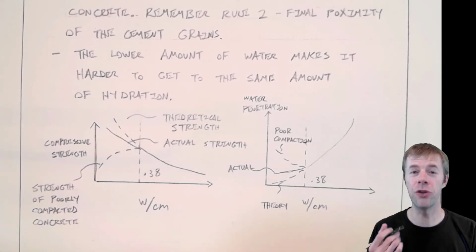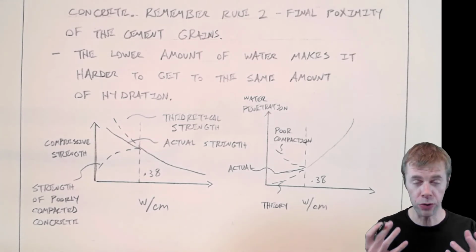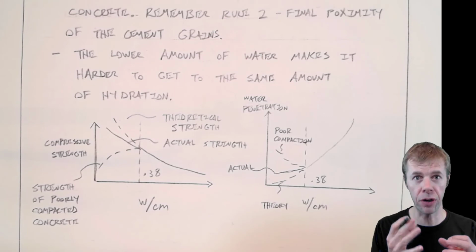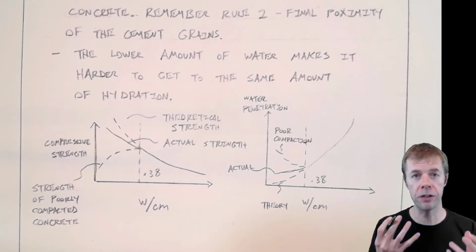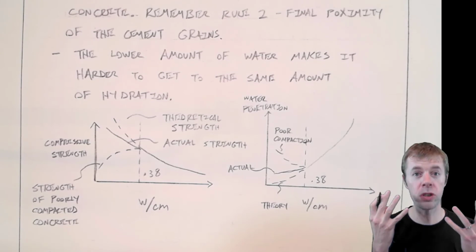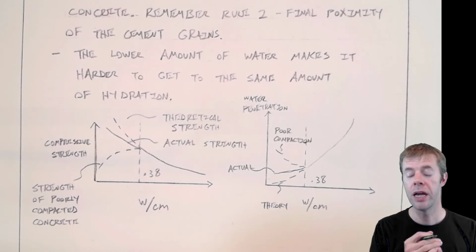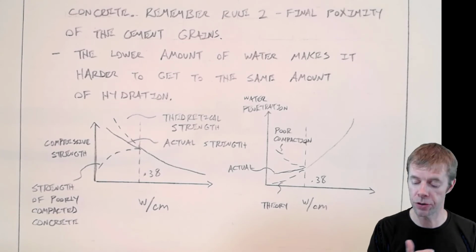And there's not much we can do about this. Now, we can use things like superplasticizers and water reducers to make it easier, if our water cement ratios are low, to compact it and get all of these bubbles out. They also help spread our cement grains out, which is a real big benefit and helps make our hydration more uniform. We'll talk more about that in admixtures.